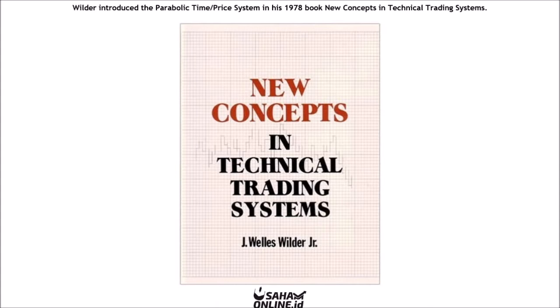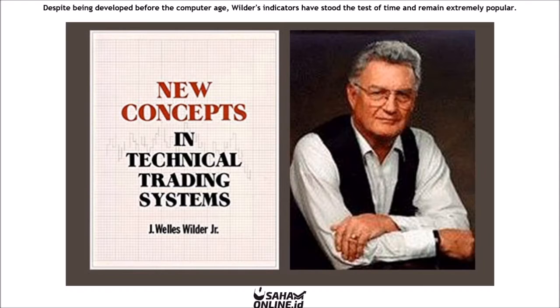Wilder introduced the parabolic time price system in his 1978 book New Concepts in Technical Trading Systems. This book also includes the Relative Strength Index, RSI, Average True Range, ATR, and the Directional Movement Concept, ADX. Despite being developed before the computer age, Wilder's indicators have stood the test of time and remain extremely popular.